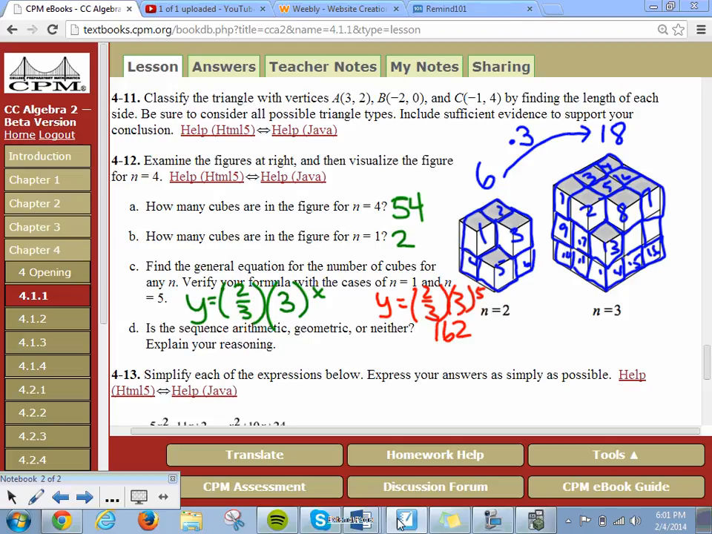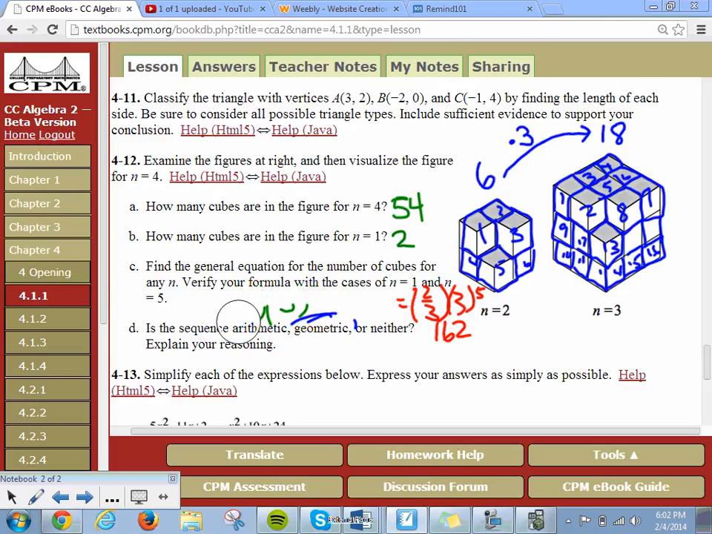Is the sequence arithmetic, geometric, or neither? I'm going to say that obviously we were doing repeated multiplication, so that's going to give us geometric. So I saw this as something that's multiplying each time. Maybe you saw it as adding, so then you would then explain that it's arithmetic. Explain your reasoning, again, because we're taking and multiplying by a constant.